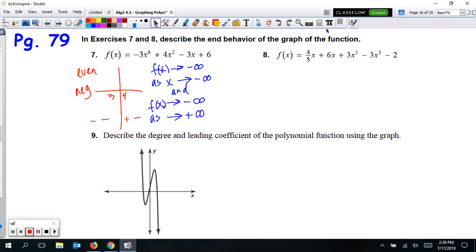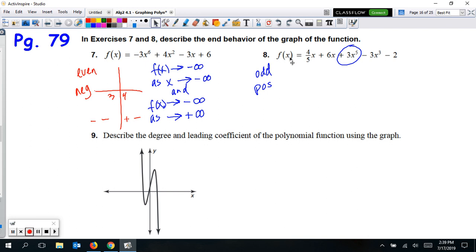Okay, so let's take a look at number 8. The thing about number 8 is it's not in standard form, as you can tell. So you have to figure out which one would be the leading term. You look for the one that has the highest exponent, which is the term right in the middle, 3x to the 5th. That's your leading term. It has an odd degree because it's 5, and the leading coefficient is a positive number. So it's odd and positive.